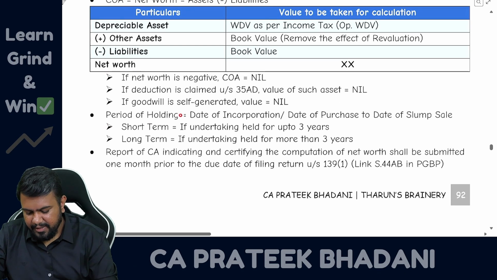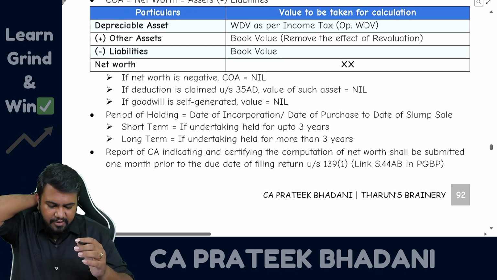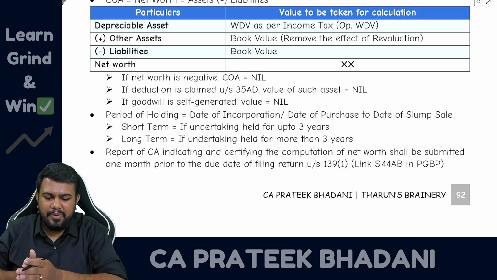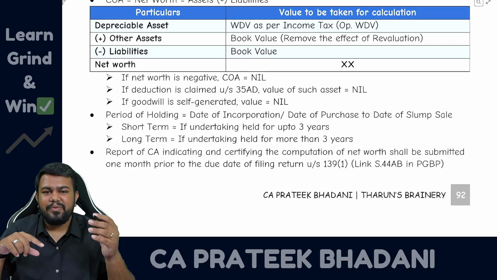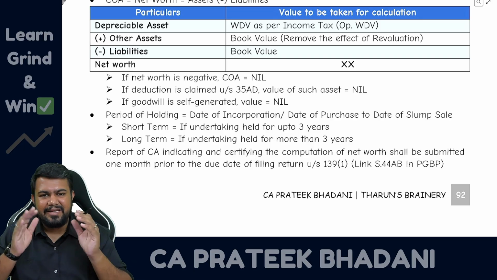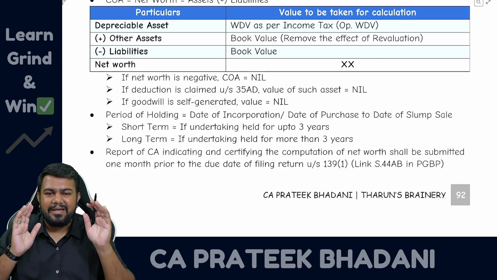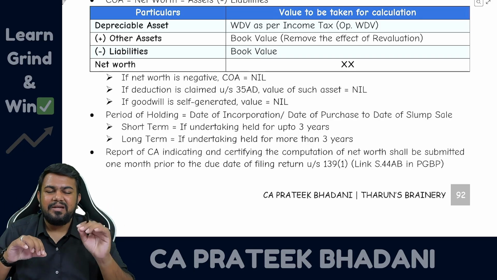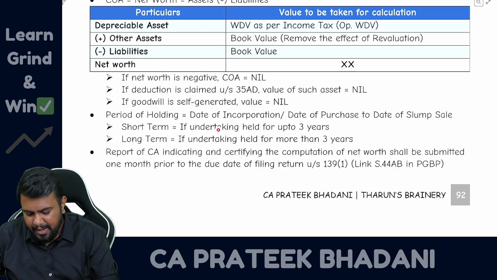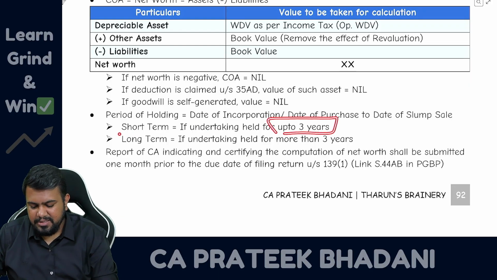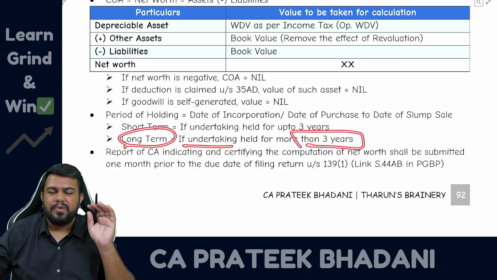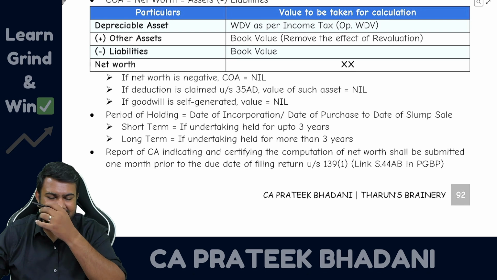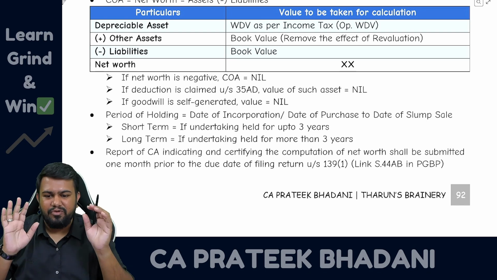Then period of holding. Here what is the period of holding? Period of holding should be taken from the date of incorporation till the date of slump sale. Generally in period of holding you have seen only two categories, that is 12-month category and 24-month category, but slump sale is 36-month category. So if undertaking is held up to 3 years, it is considered as short term. If undertaking is held for more than 3 years, it is considered as long term. So this also is an exception to period of holding concept.